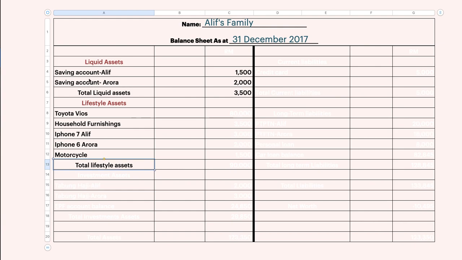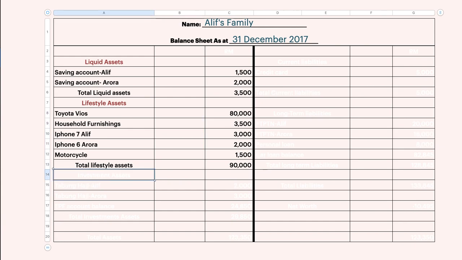Okay, before I forget, because this is Alif's family, and because Alif and Arora are both working, we need to record both, Alif and Arora. Alright, so you don't need to separate the items. Okay, when you total the items, you will get 90,000.